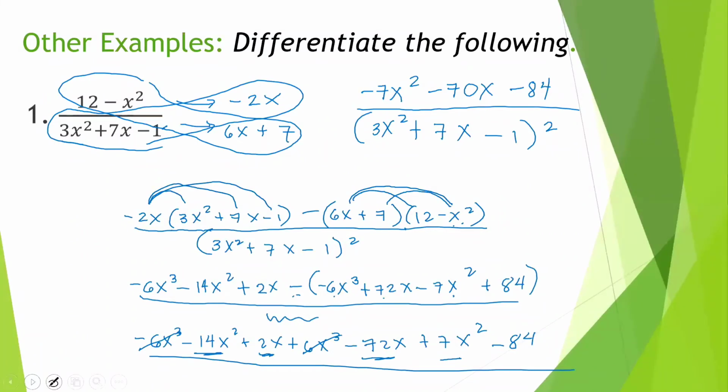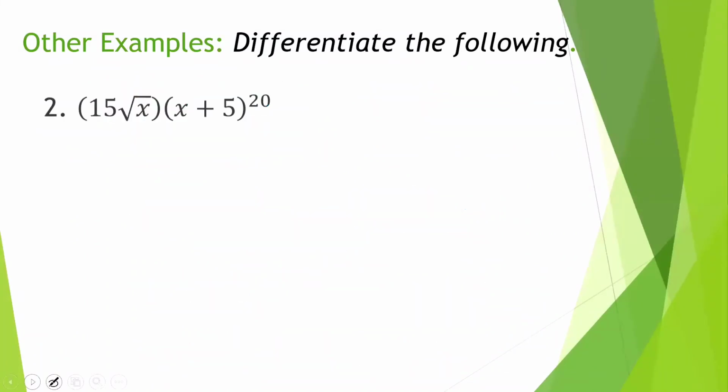Okay, so for our next example, we have this. Let's differentiate this one. So recognizing that this is a product, we will differentiate this using the product rule. No? So we can copy this one first. So that's 15 square root of x. And then differentiate this one. No? So get the derivative of that one. We have 20 using the chain rule. No? So x plus 5 raised to 19. And then derivative of this one naman is 1 lang. So okay na siya. Okay?